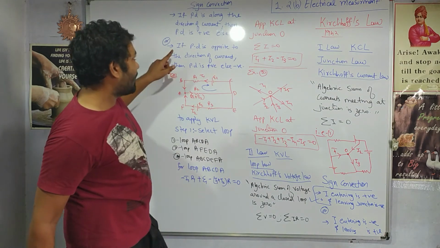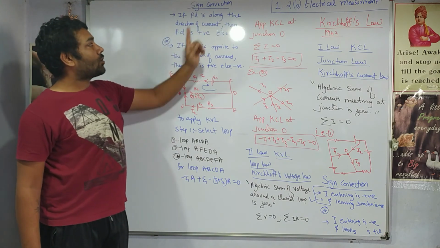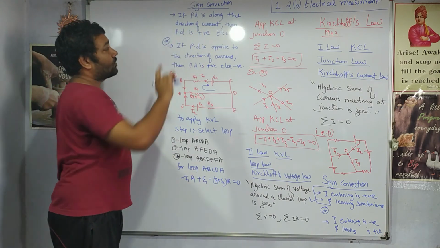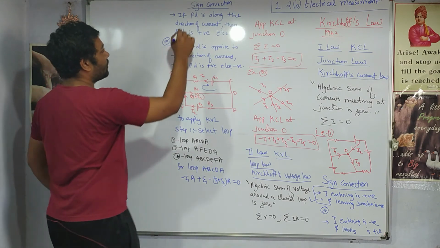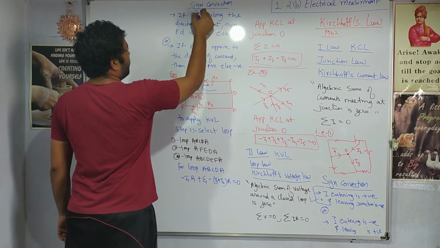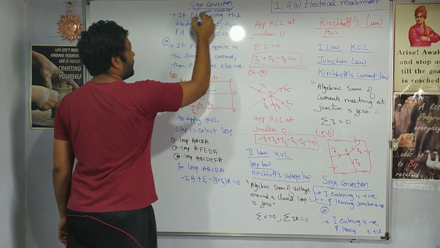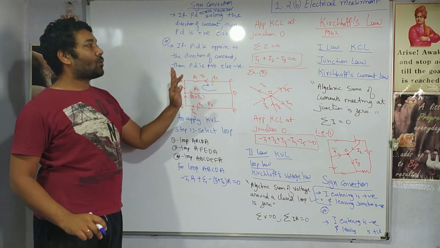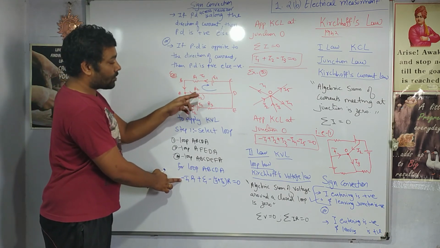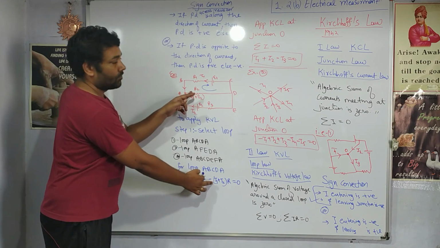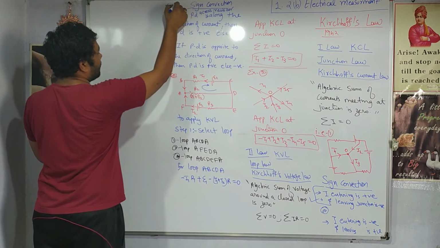So just read this statement in order to understand the sign convention. If the potential difference across a resistor is along the direction of the current, then it is positive, otherwise negative. Here we were in the opposite direction of the current, so we took negative, right? Here also we were in the opposite direction of the current, we took negative. Now let us see for the battery. So this is the sign convention for the resistor, right?